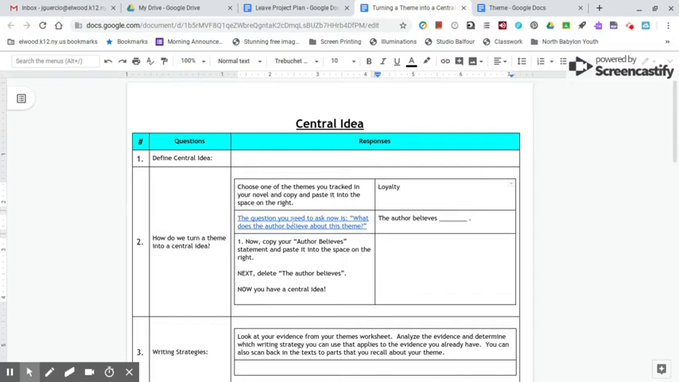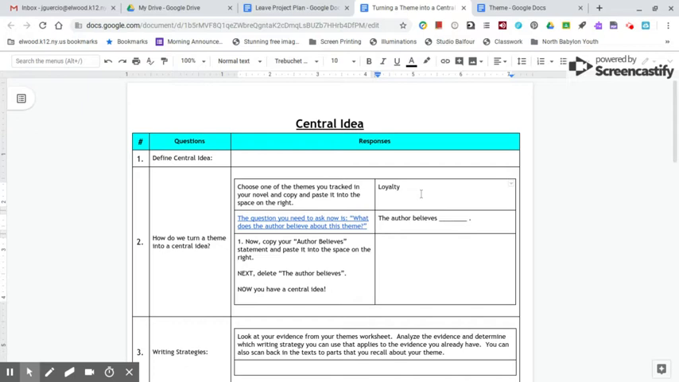The question you need to ask now is, what does the author believe about this theme? Now, we're not going to watch the video here, but if you click this link, there is a video that gives a good demonstration of how you can start at an author belief statement and then turn that into a central idea. So what does the author believe about loyalty? That's what you have to turn this into.